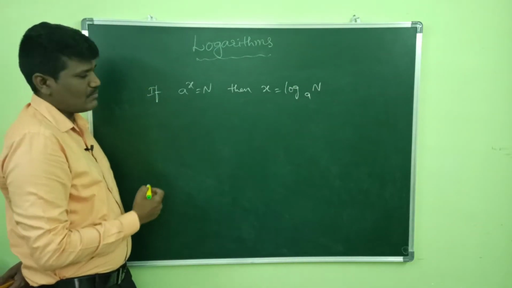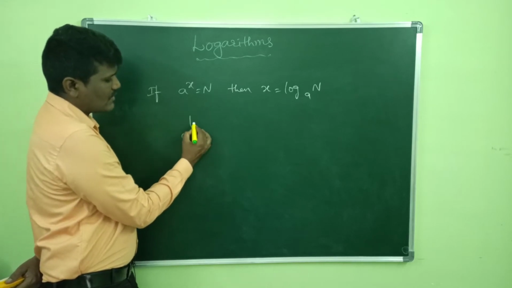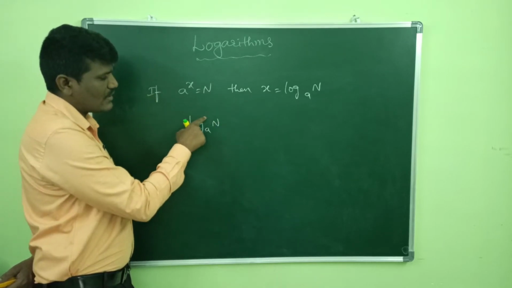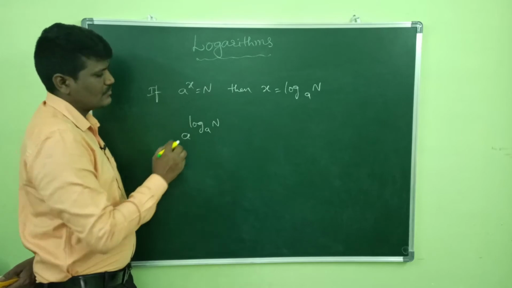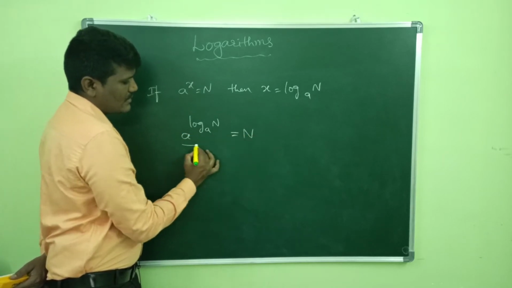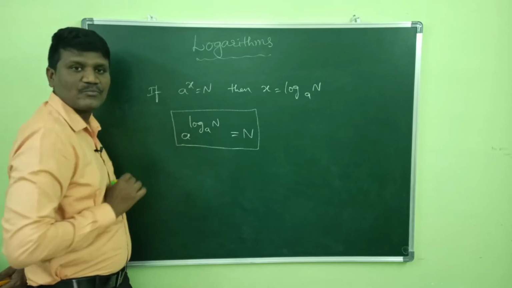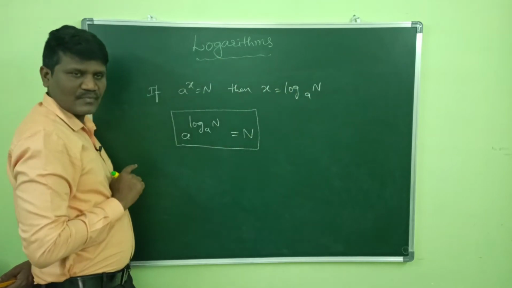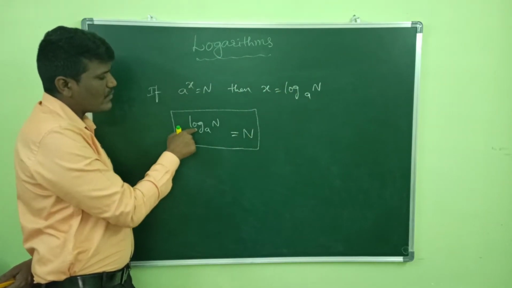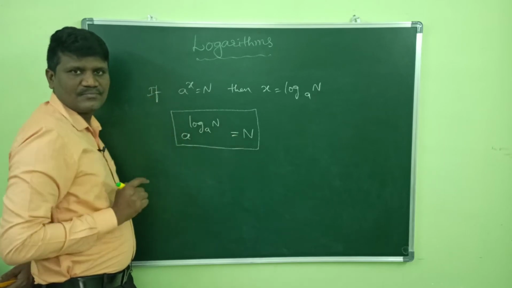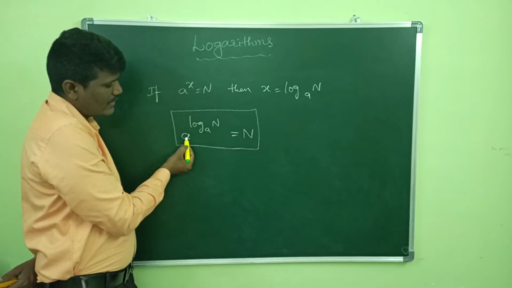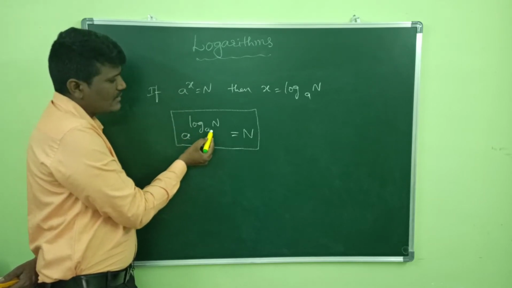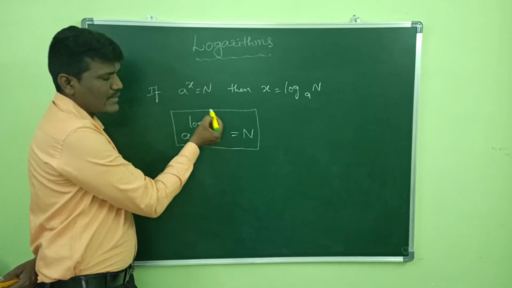Okay, now the property will be, what is the value of a power log n to the base a? A power log n to the base a is equal to, I can write as simply n. This is the next important property. If a power x is equal to n, then x is equal to log n to the base a. So the property is a power log n to the base a is equal to n. In the power also a and in the base also a. If both are the same, then we can cancel these two and write only n.